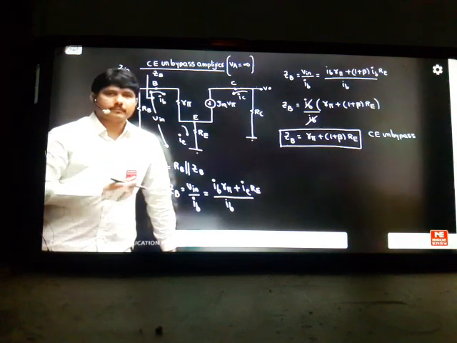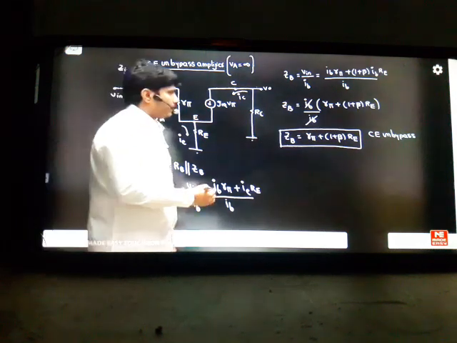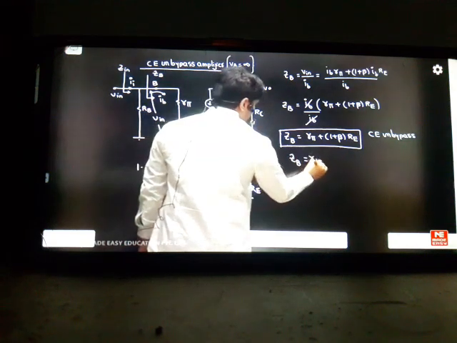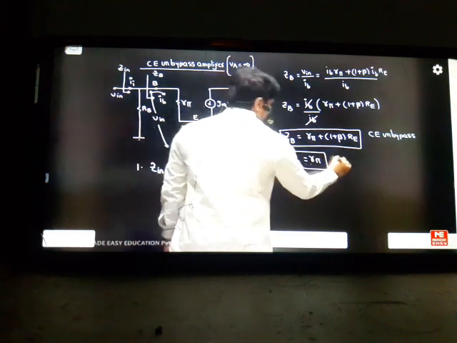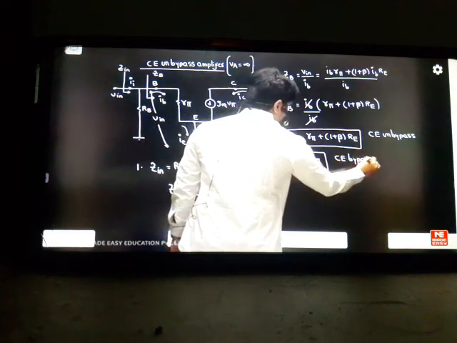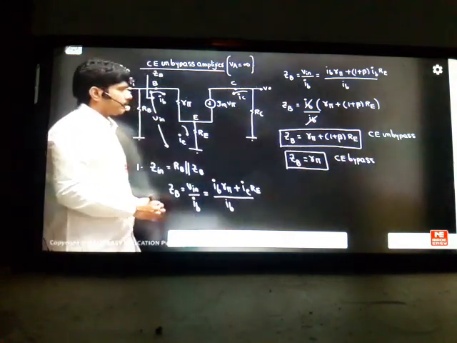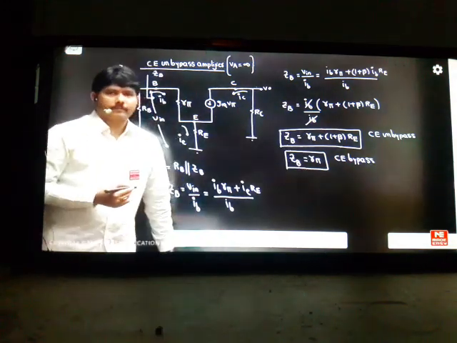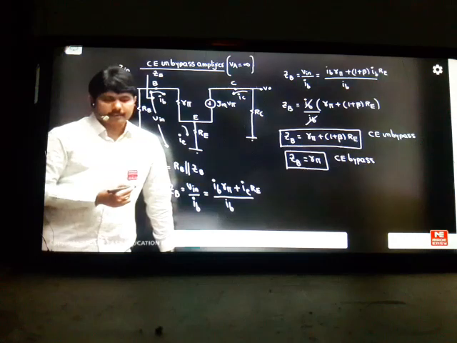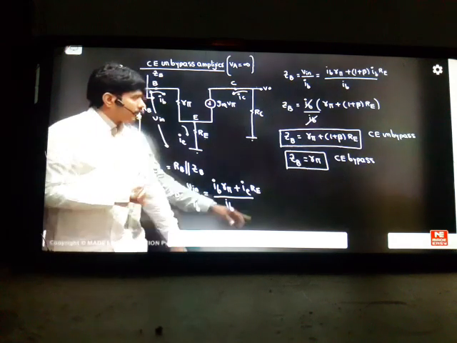A common emitter unbypass amplifier has high input impedance compared to an open loop amplifier, is my idea. If you see on the side, ZB is coming only R pi in the case of common emitter bypass. By comparing these two, you can understand which amplifier gives more input impedance: the common emitter unbypass amplifier will give more input impedance because of that extra RE effect. The RE resistor is there, that's why you get high input impedance compared to the common emitter bypass.